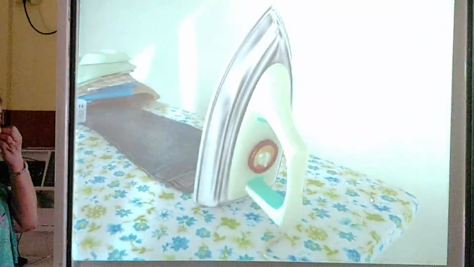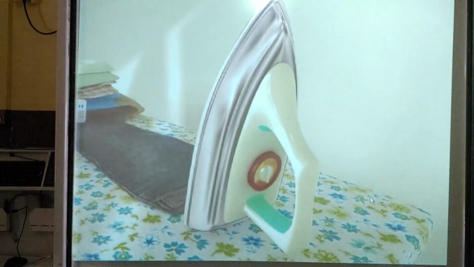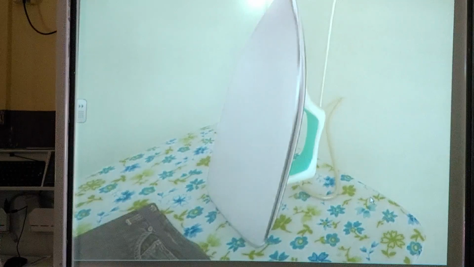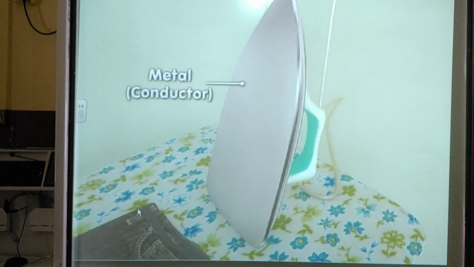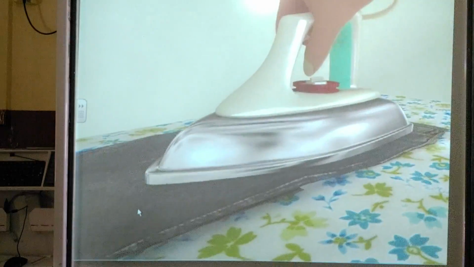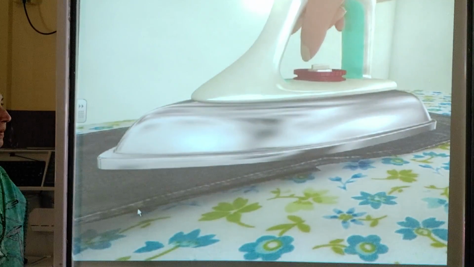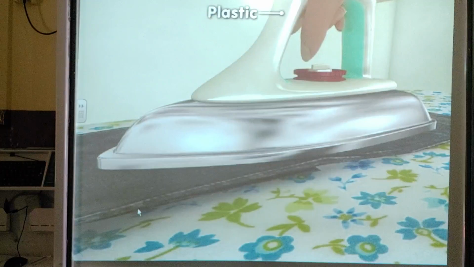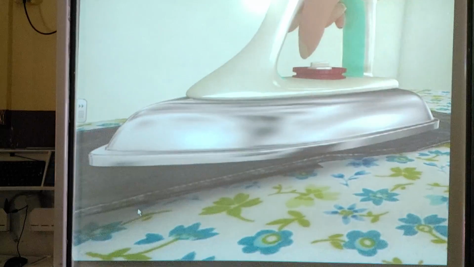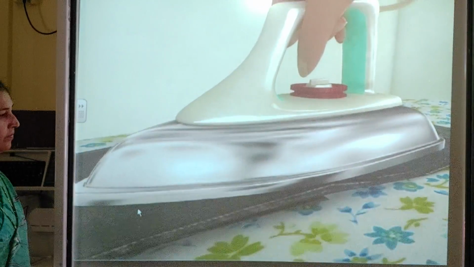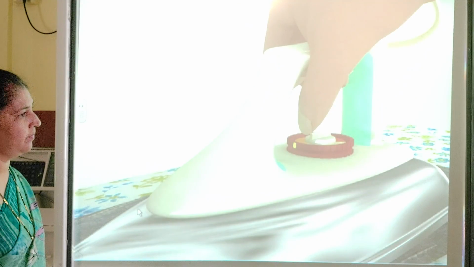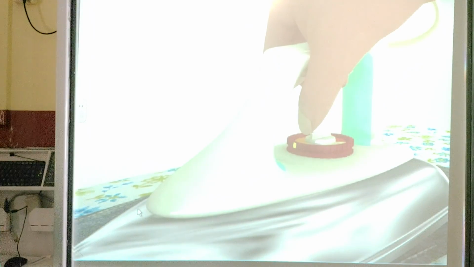You must have seen an electric iron. The bottom of an electric iron is made of metal to conduct heat to clothes. However, its handle is made of plastic. This is because plastic is a heat insulator and it helps to protect our hands from getting burnt. Let us consider some more cases where insulators are used to prevent conduction.